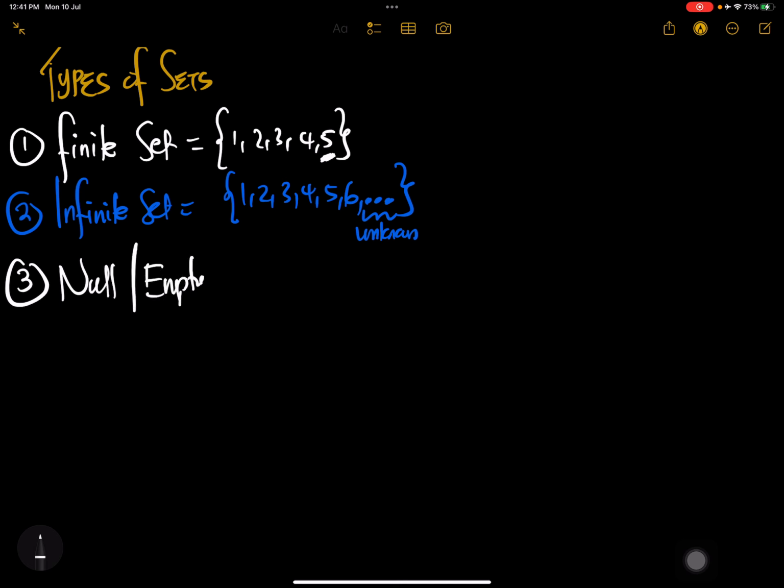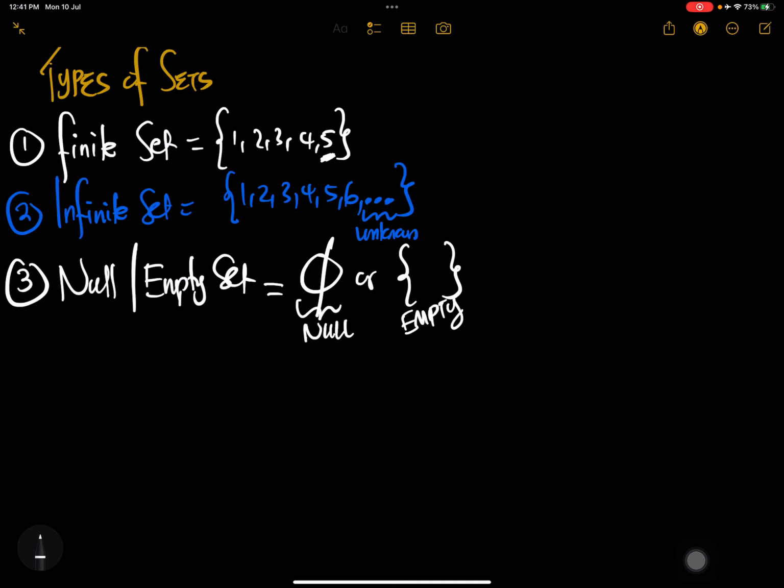Now the next set is known as the null or an empty set. A set that is empty has no members or elements, there's nothing inside, and it's usually denoted as this, or it is denoted as that. This is normally the null set, and this is what is called an empty set, and they are the same. They don't have any member at all belonging to the set.